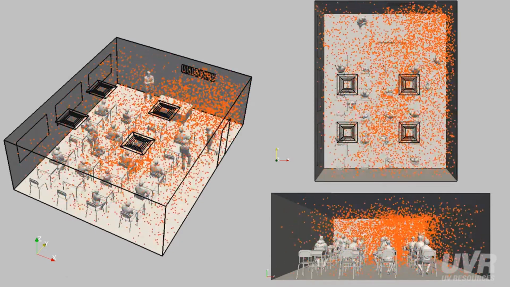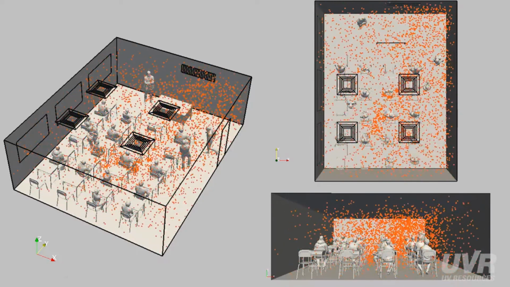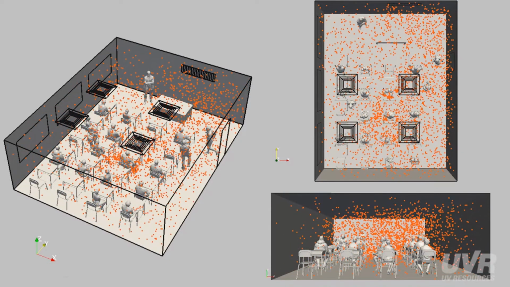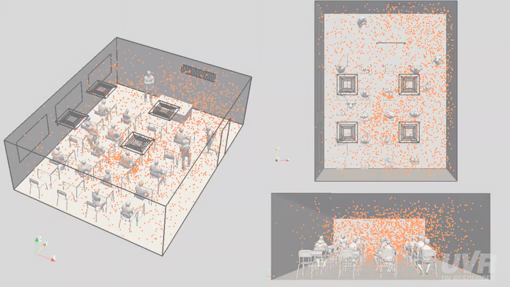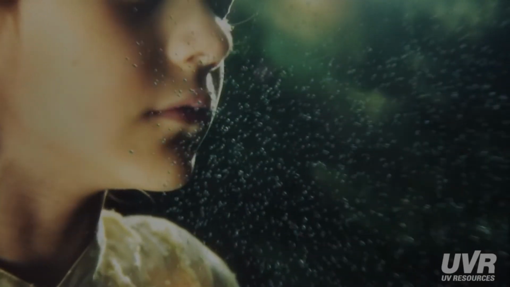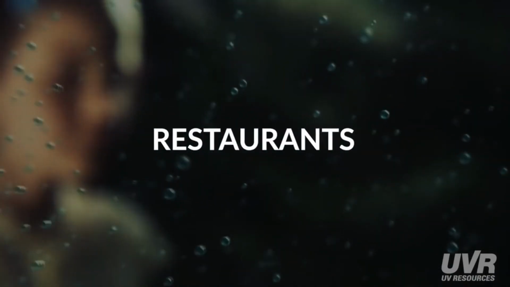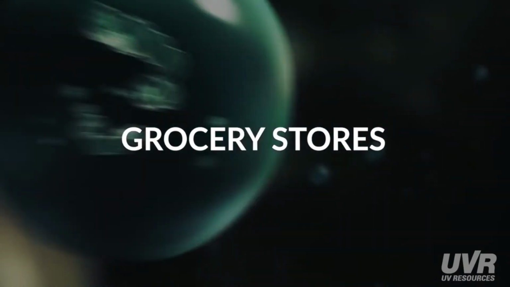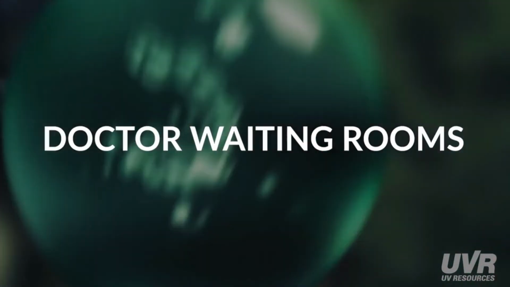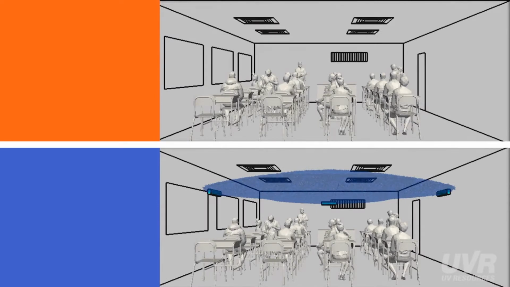Aerosols expelled during coughing, sneezing, or even talking can travel with room air more than 30 to 40 feet. This same process occurs repeatedly in commercial offices, restaurants, grocery stores, TSA checkpoints, and doctor waiting rooms. To determine the effectiveness of UVC upper room fixtures, we conducted a side-by-side comparison of two classrooms, one fitted with germicidal UVC fixtures and the other without.